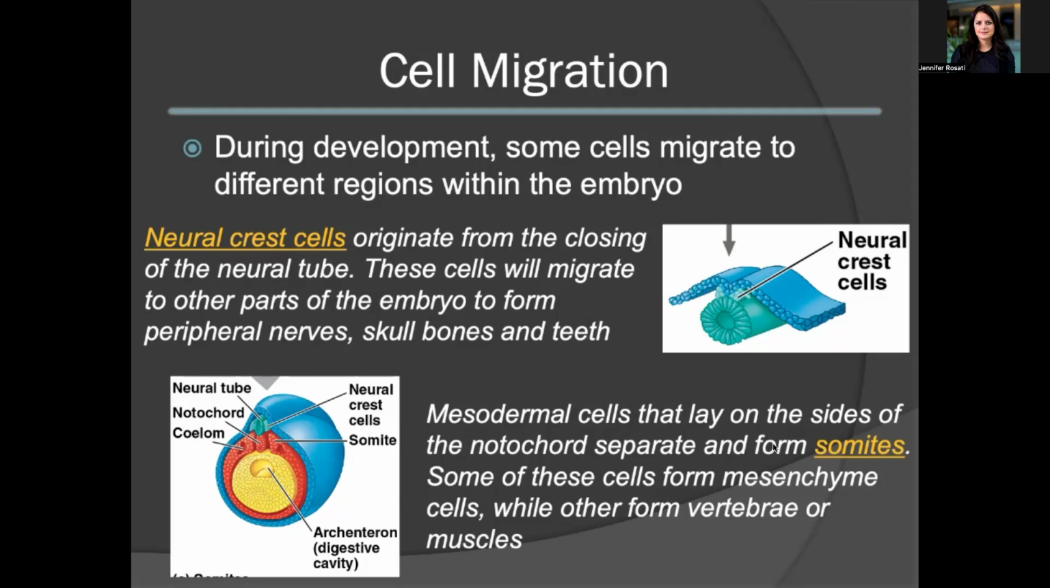Mesodermal cells that lay on the sides of the notochord may also separate and form somites. Some of these cells will form mesenchyme cells, while others will form vertebrae as well as muscles.